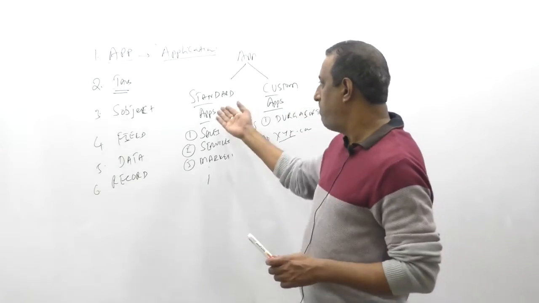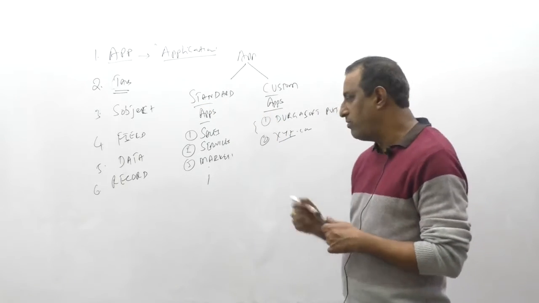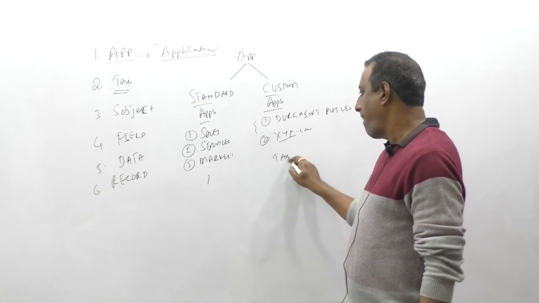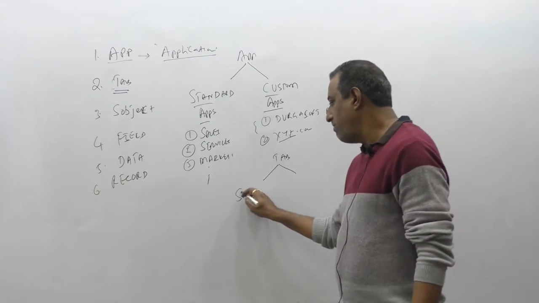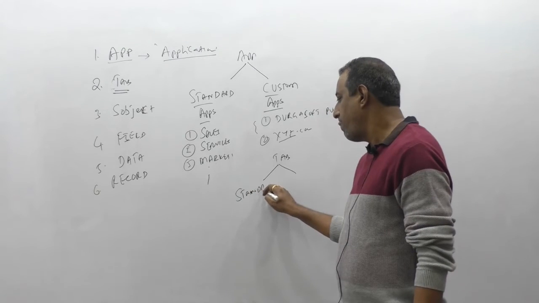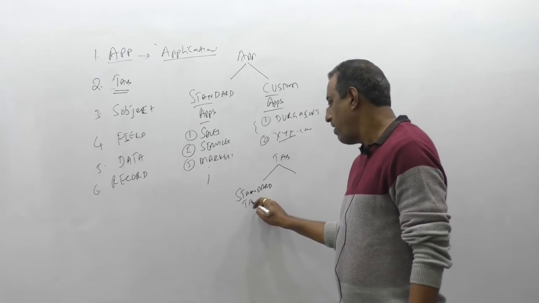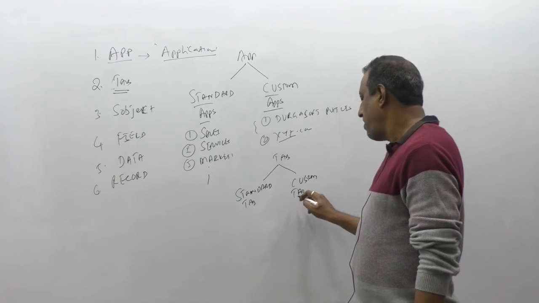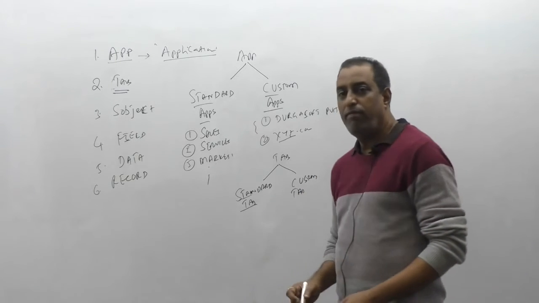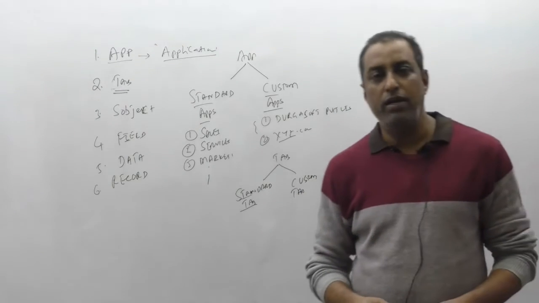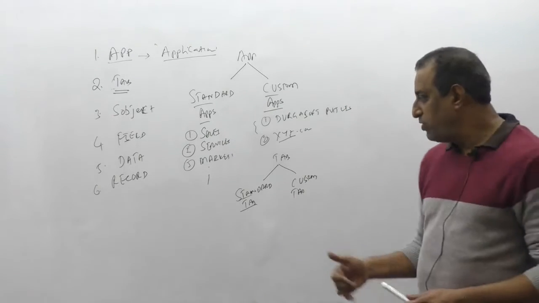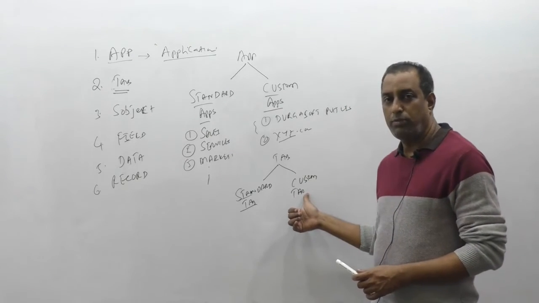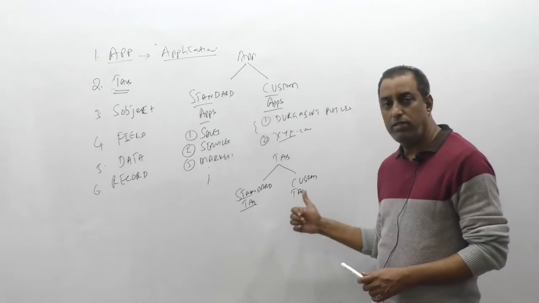If you want to access an SObject, we can access it only through a tab. Like applications, in Salesforce we have two types of tabs: standard tab and custom tab. Any tab which is given by Salesforce is called a standard tab. Any tab which is created by the developer as per the business requirement is called a custom tab.